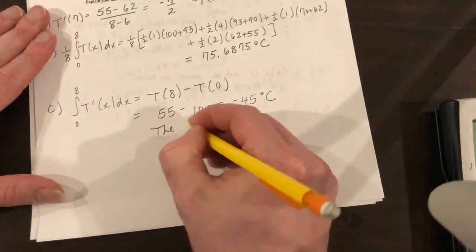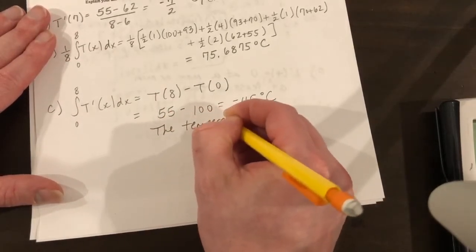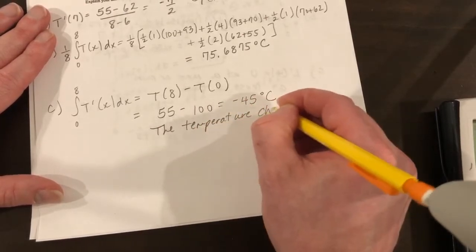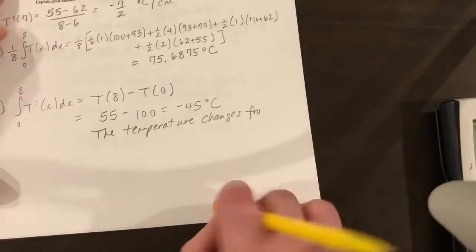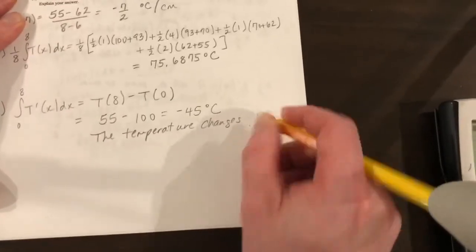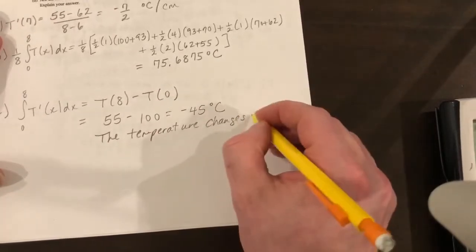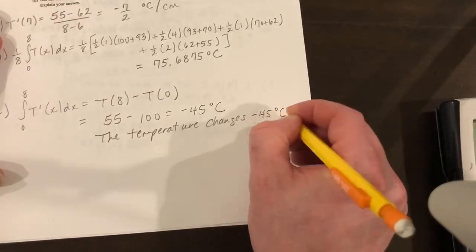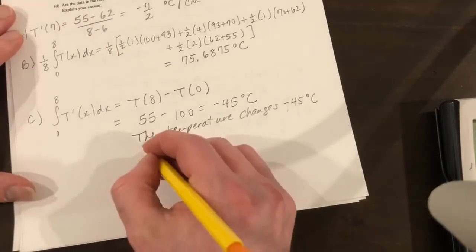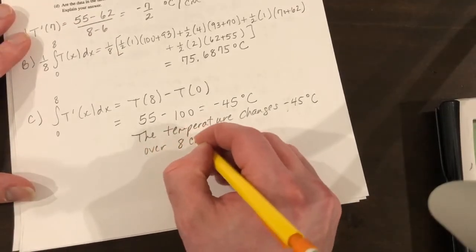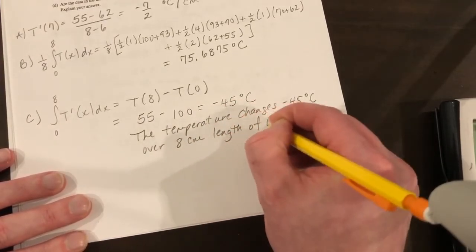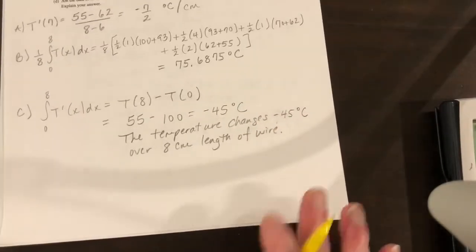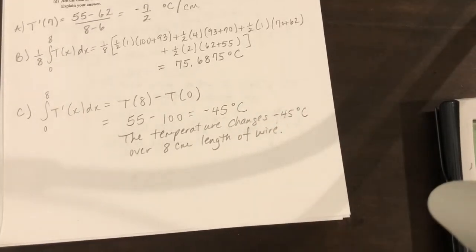So we write that out. The temperature changes negative 45 degrees Celsius over 8 centimeters length of wire. Or if you want to say the temperature decreases 45 degrees Celsius over the length of the wire, that's fine.